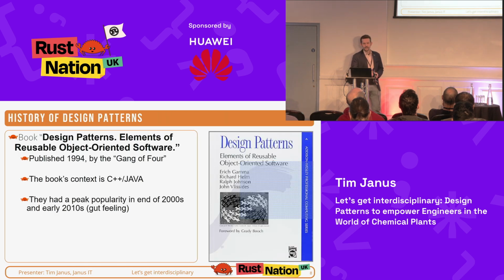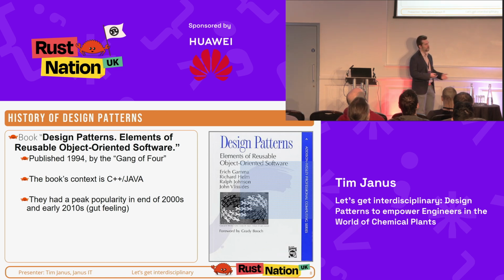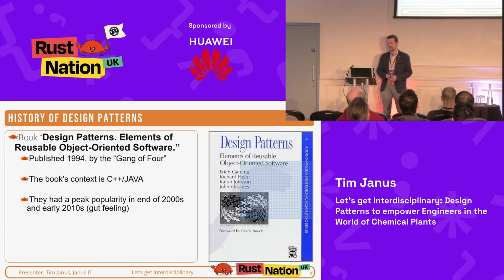And here's the first cross-reference. This idea around patterns started in 1994 with the book Design Patterns: Elements of Reusable Object-Oriented Software. It was published by the Gang of Four, in a context when C++ and classes, early object-oriented programming, were around, and the Java world got on pace. They had a peak popularity around 2010, I think.